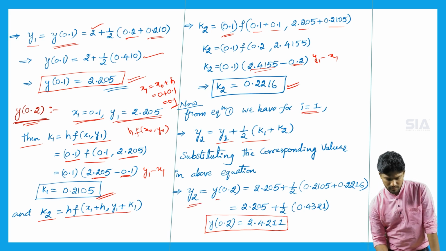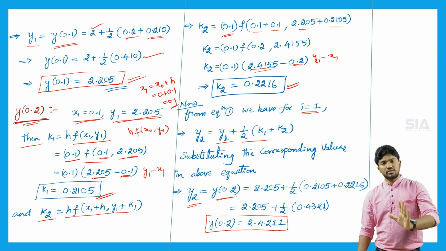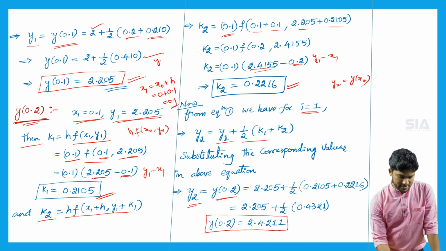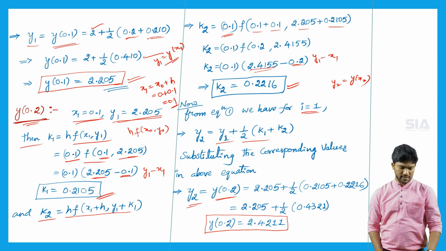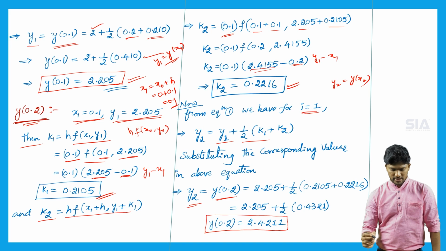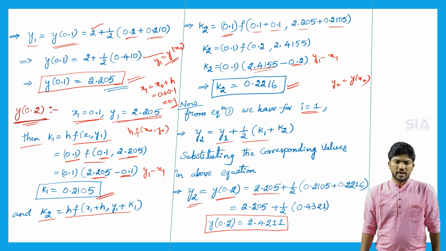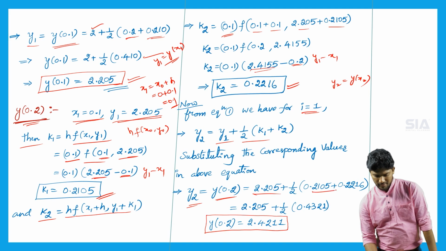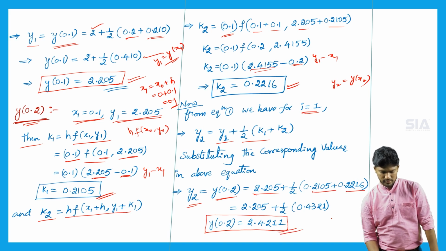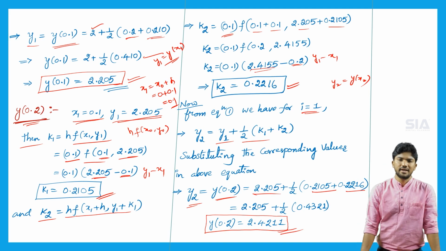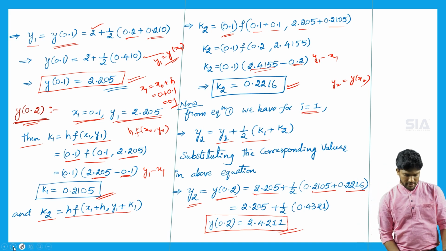So what is y2? Whenever you get the y2 value, y2 is equal to y of x2. Similarly, y1 is equal to y of x1. So x1 is 0.1 and x2 is 0.2. So y2 is the y1 value 2.205 plus 1 by 2 into k1 plus k2. If you simplify, y of 0.2 is equal to 2.4211. Okay, so this is the total method of Runge Kutta methods.